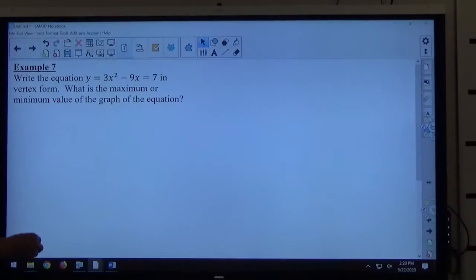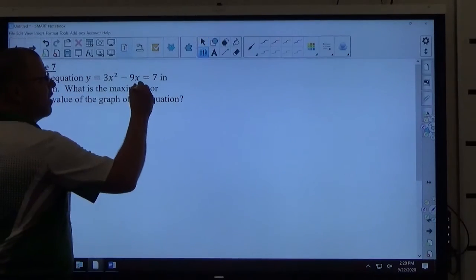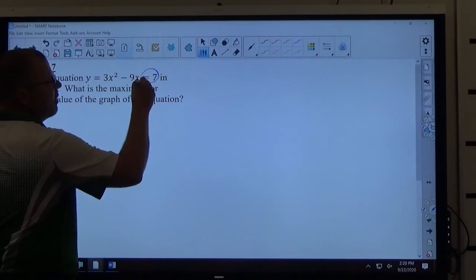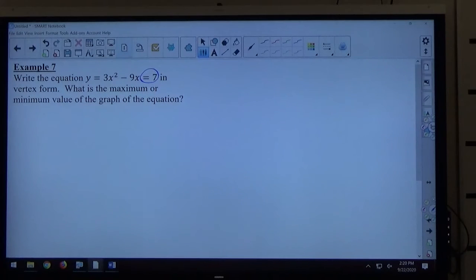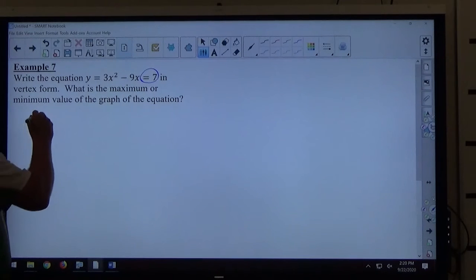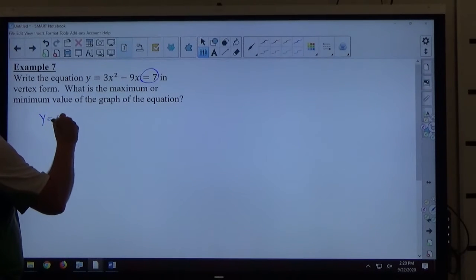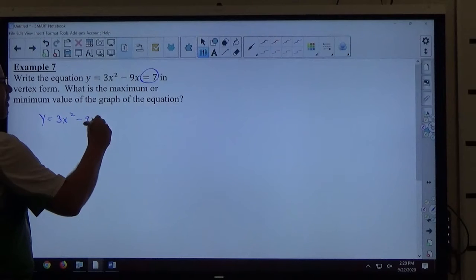All right, so on example 7, real quick, make a quick modification. This should say plus 7 instead of equals 7. So change your paper so it says plus 7, not equals 7. So the equation is y equals 3x squared minus 9x plus 7.